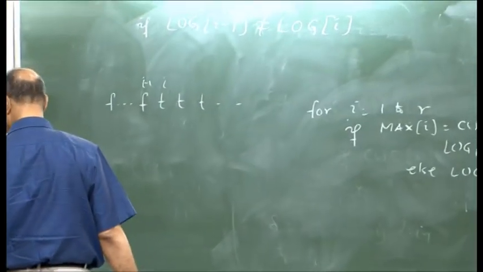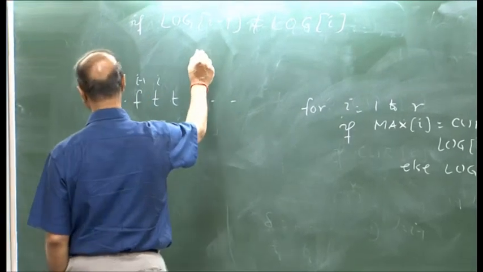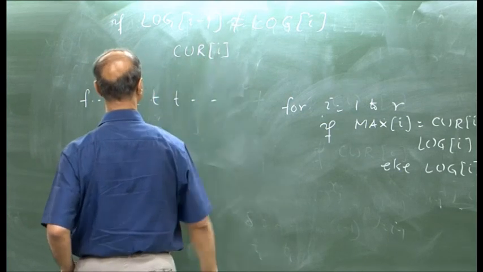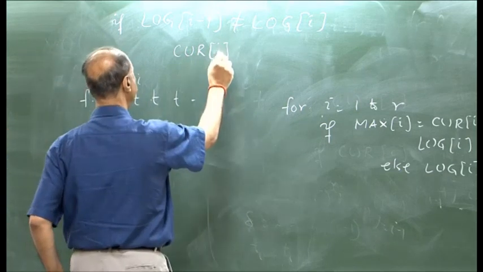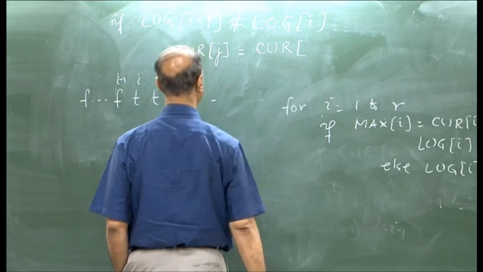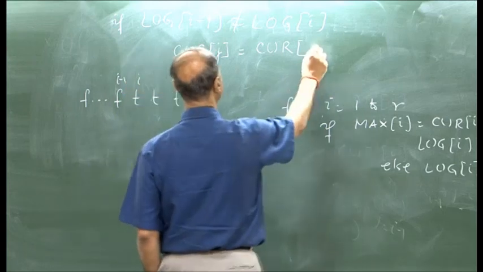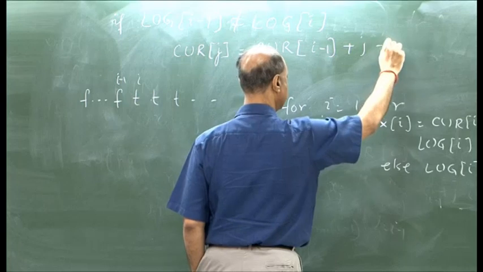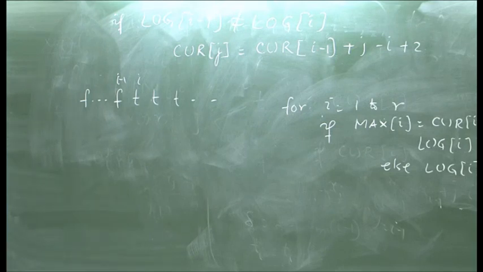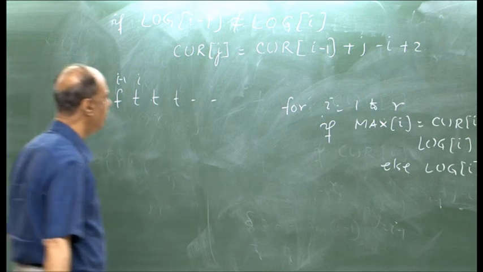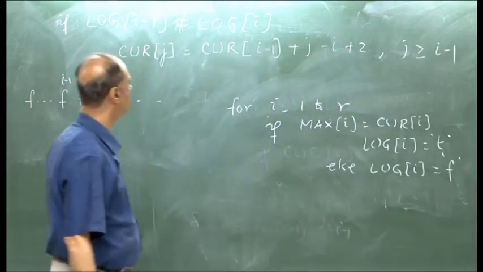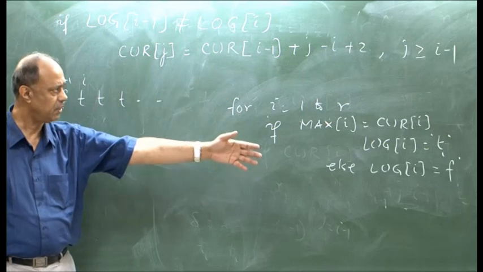So if logical I minus 1 is not equal to logical I, then you can define your new current, or not current I, current J, let me write. Current J is equal to current of I minus 1 plus J minus I plus 2, for all J greater than or equal to I minus 1. So I have obtained this formula.